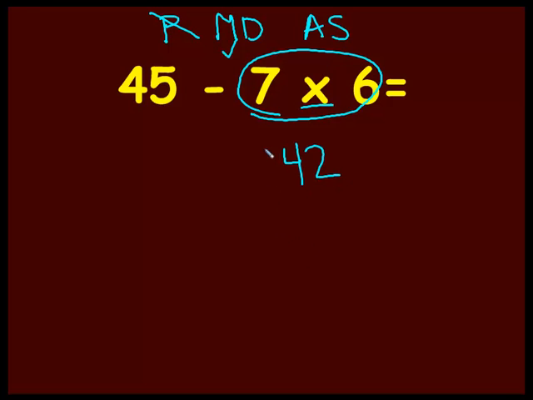Okay, now I've taken care of that 7 times 6. It's now replaced with 42. The rest of the problem still remains, so I still have to write down my 45 minus 42, which is 3.